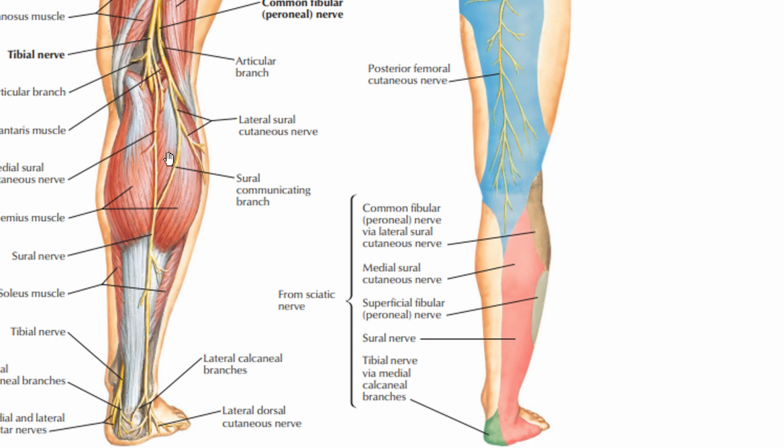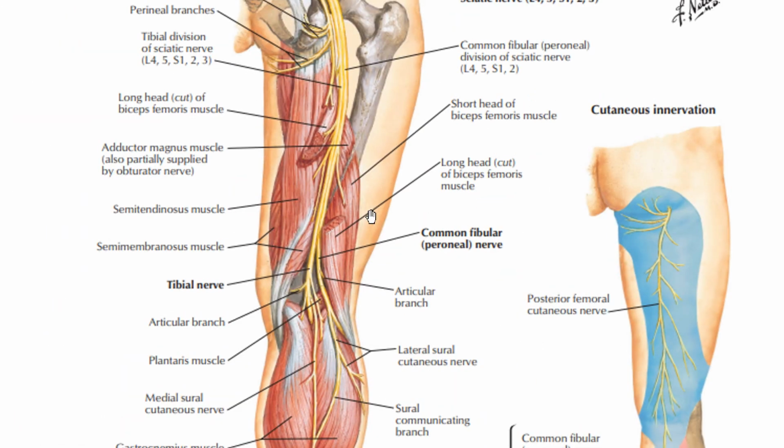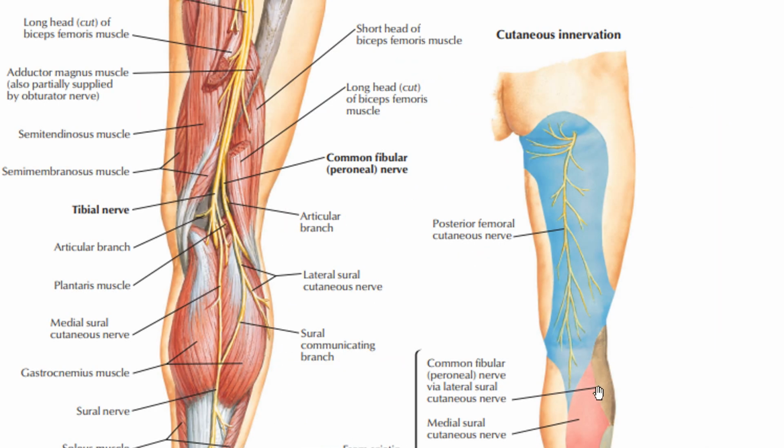Whereas the lateral cutaneous sural nerve supplies the skin in this gray area. So the common fibular nerve, via the lateral sural cutaneous nerve, supplies this gray area. Okay.